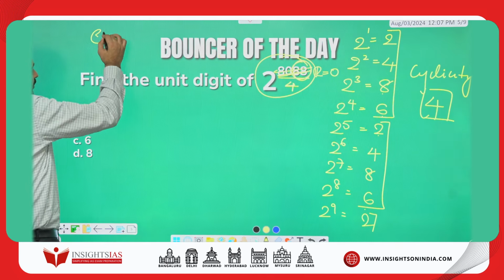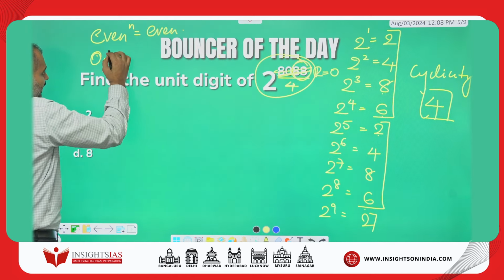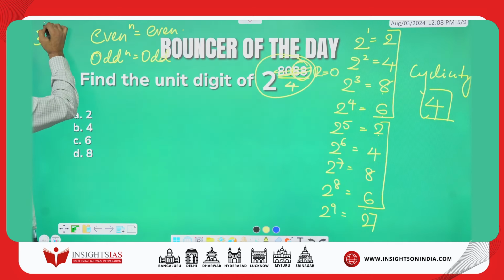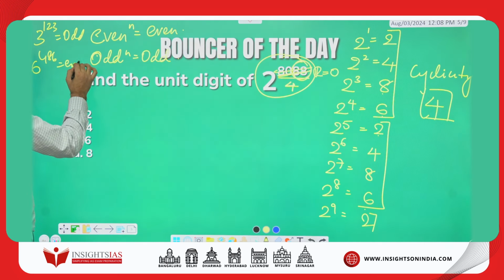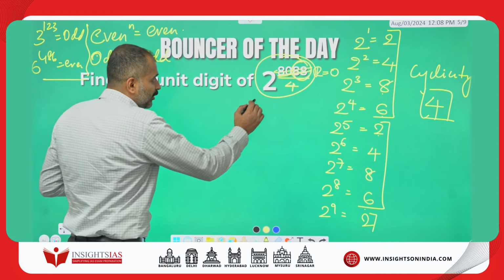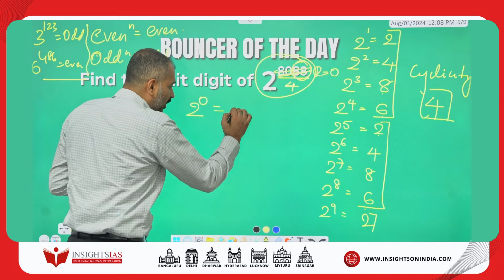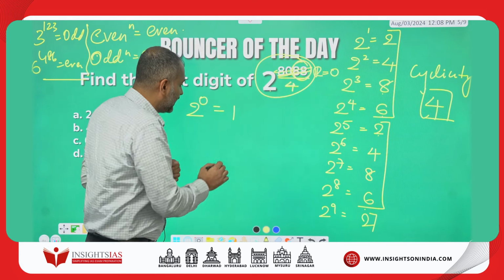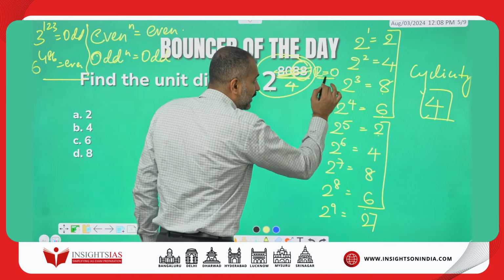See, even to the power of anything you do, you will get an even number only. Odd to the power of anything you do, you will get an odd number only. For example, 3 power 123, you will get odd only. 6 power whatever you do, you will get an even number only. Similarly, even power n is even, odd power n is odd. But here, if the power is 0, 2 power 0 is what? 1. Okay, 2 is an even number. Even number to the power of anything, we can't get an odd number. Meaning of which is, here the power is not 0, the remainder is 0.